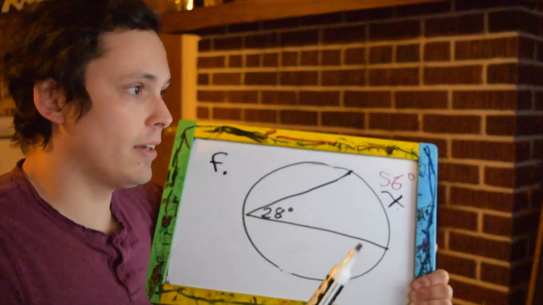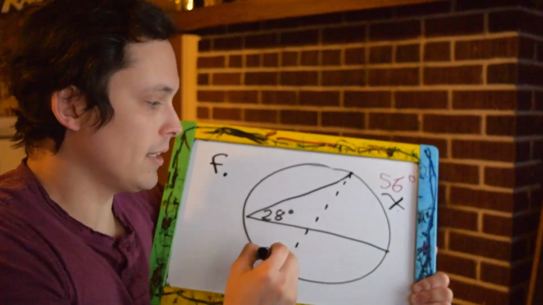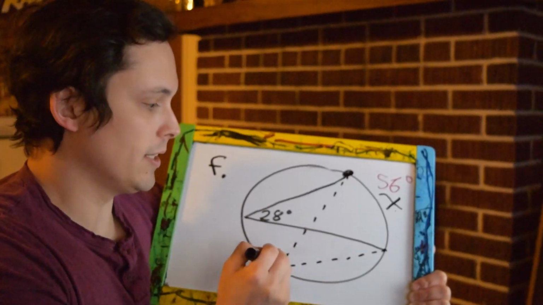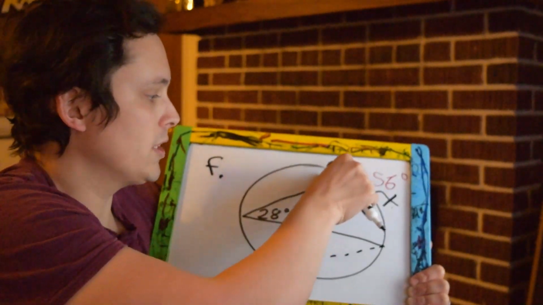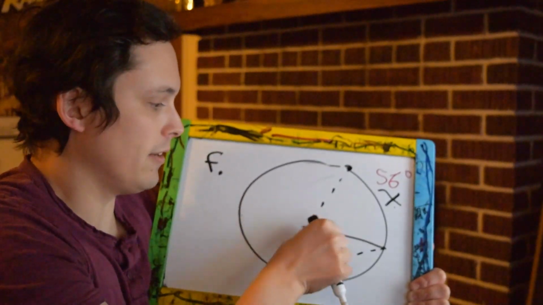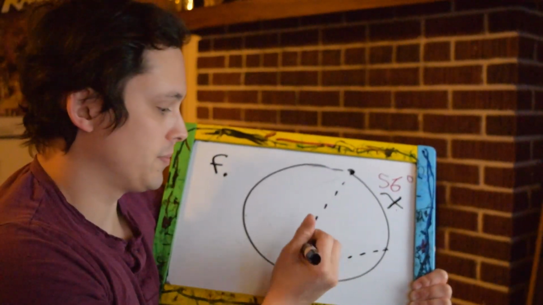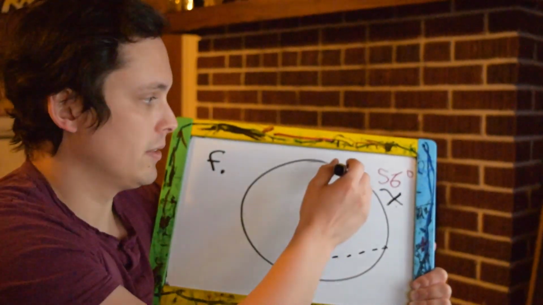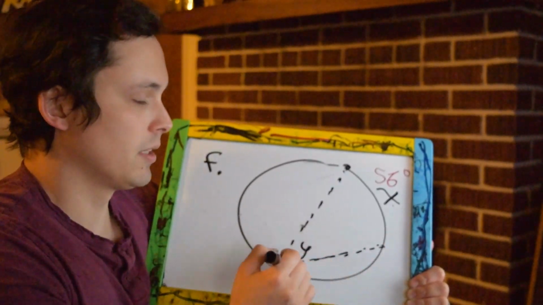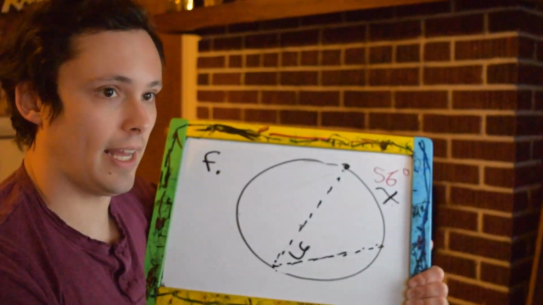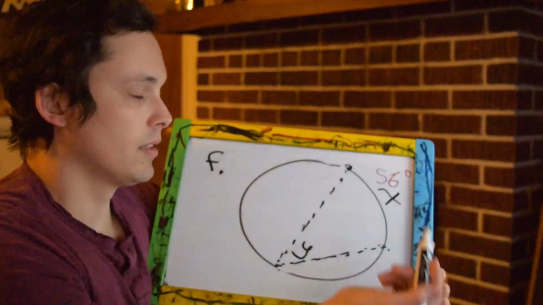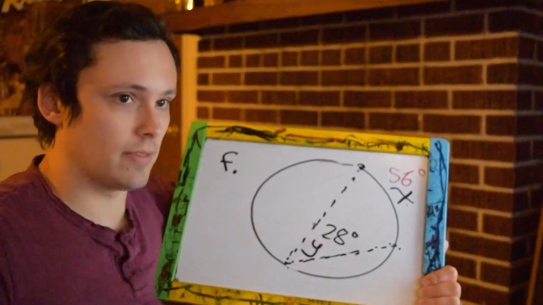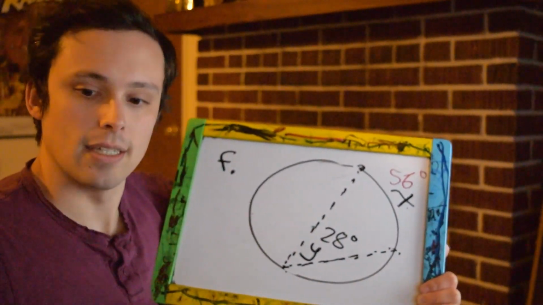Okay, now let's focus on the dashed line part that we had. So this point goes down here, this point goes down here. And what if we actually ignored the solid line piece, and we just had this problem. We have a 56 degree arc, and the question is, what's its inscribed angle? Well, the inscribed angle has to be half of its arc. So it's going to be 28 degrees. So x is 56 and y is 28.